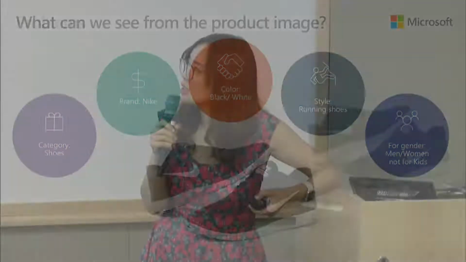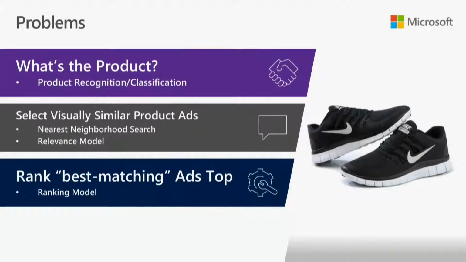a user can do. So the main problem we are facing is first, what's our product? We trained the product recognition and classification model to solve this problem. Then to select visually similar product ads, we have the nearest neighborhood graph search technology, and we have a relevance model for quality control to filter out less relevant ads. And then to rank the top matching ones on top, we have ranking models.